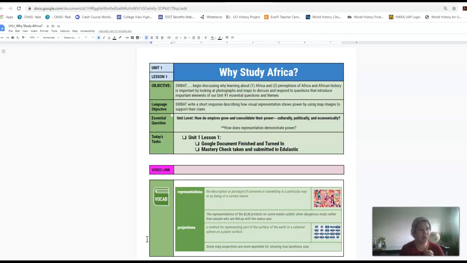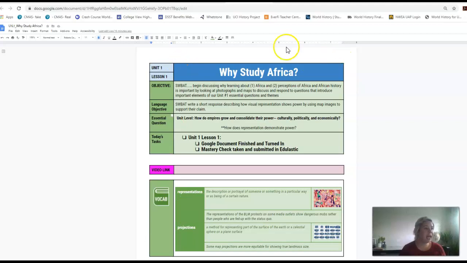So our essential question for the unit is going to be how do empires grow and consolidate their power, both culturally, politically, and economically. So culturally would be like language, religion, architecture, that sort of thing. Politically would be like their governmental structures, military, and then economically would be how do they make money. Today's question is going to be how does representation demonstrate power? Sort of circling back to those objectives.